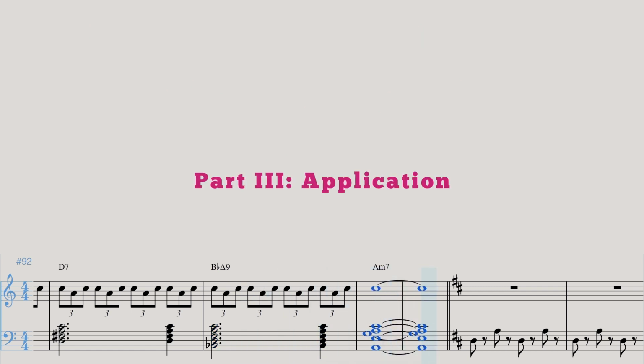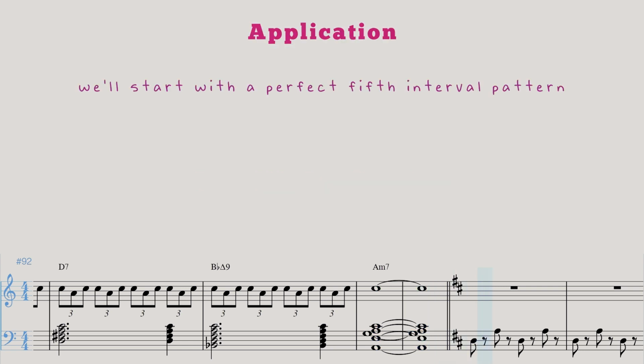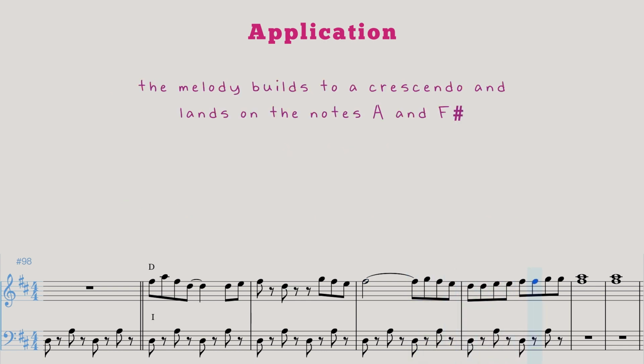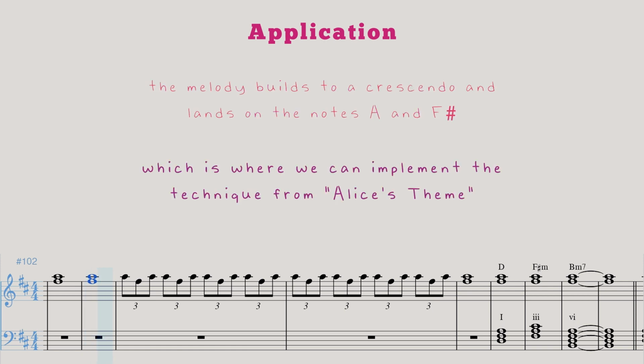Let's build our own theme using these techniques. We'll start with a perfect fifth interval pattern like Pee-wee's Big Adventure. Now add a melody, and since we're using the notes D and A, I wrote a melody from the D major scale. The melody builds to a crescendo and lands on the notes A and F sharp, which is where we can implement the technique from Alice's theme.